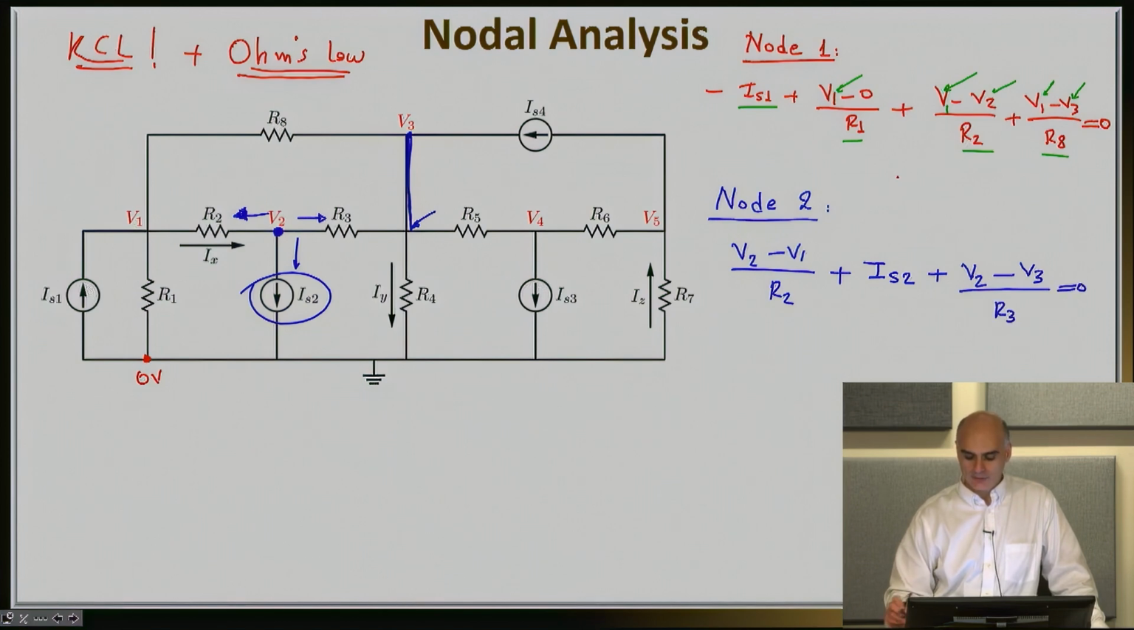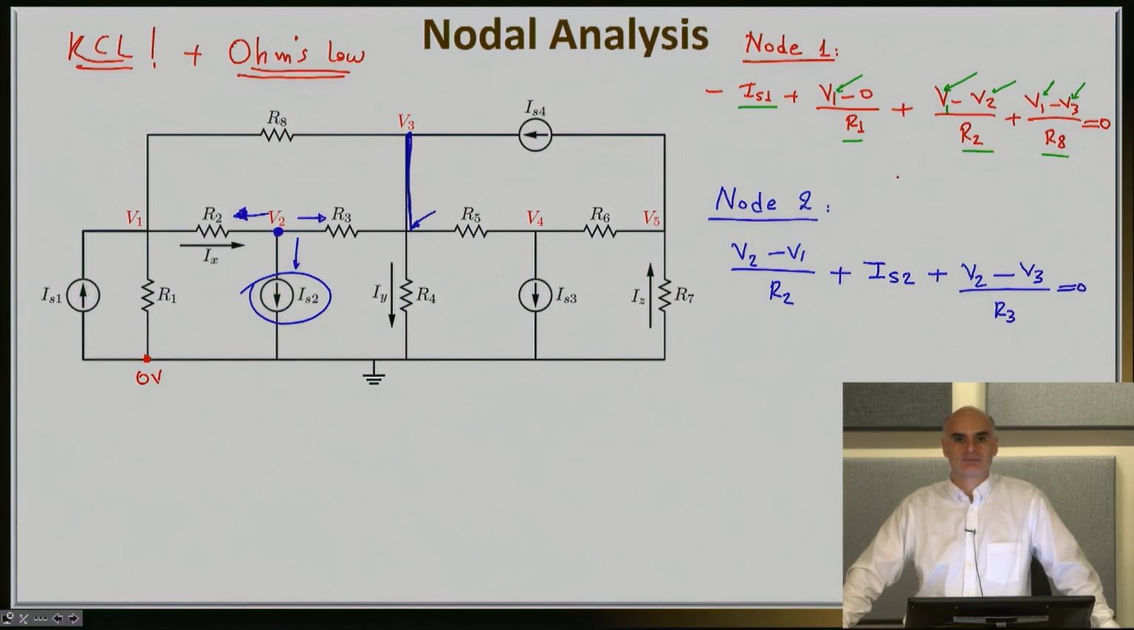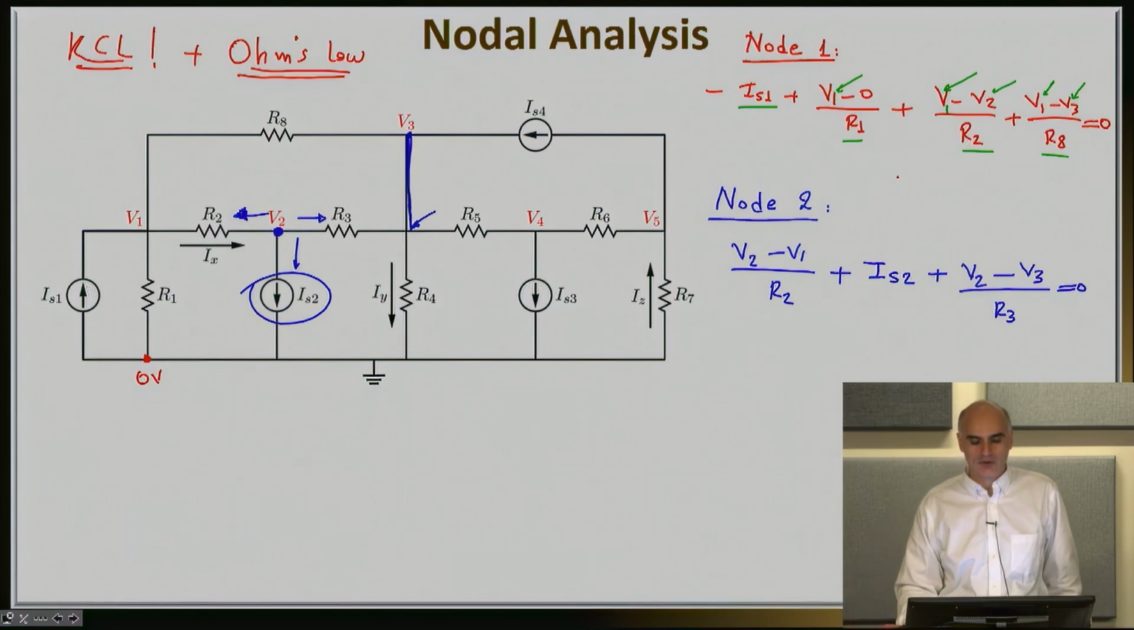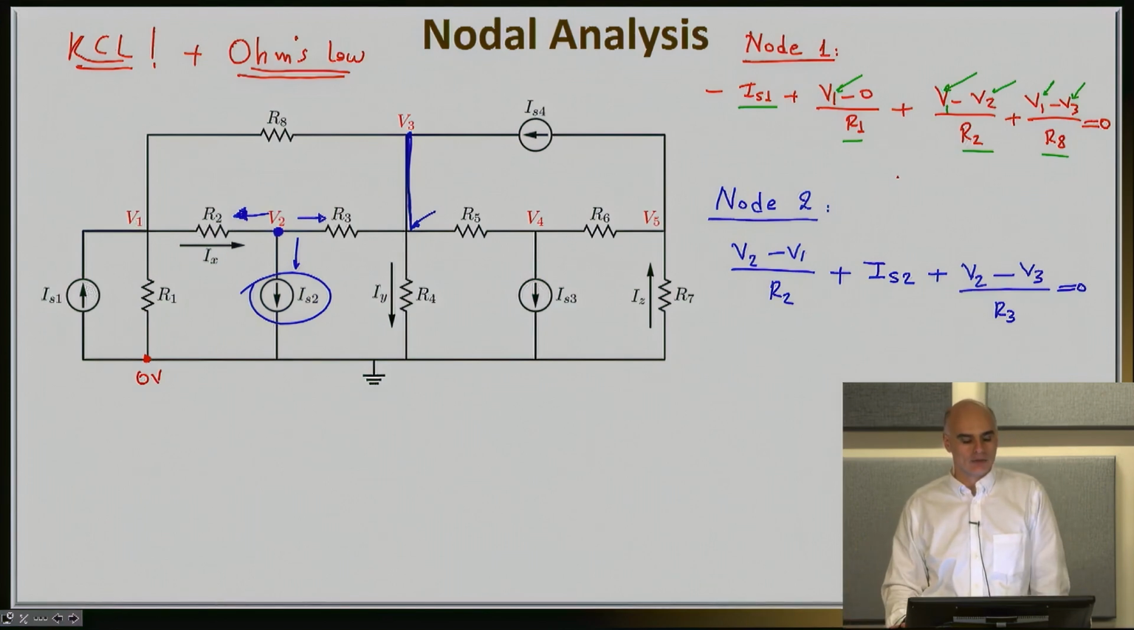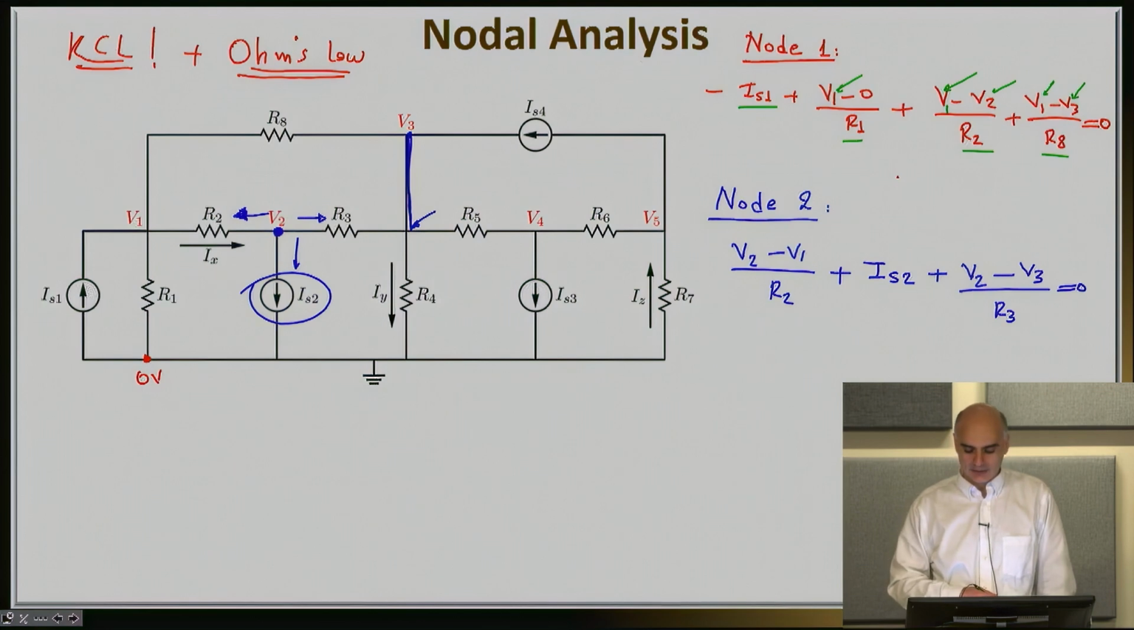And this, of course, should add up to 0. So let's once again review node 2. I'm adding the current going to the left, V2 minus V1 divided by R2. I'm adding the current going to the south. This is IS2, a current source. And finally, I have V2 minus V3 divided by R3. That's the third and final current going to the east.